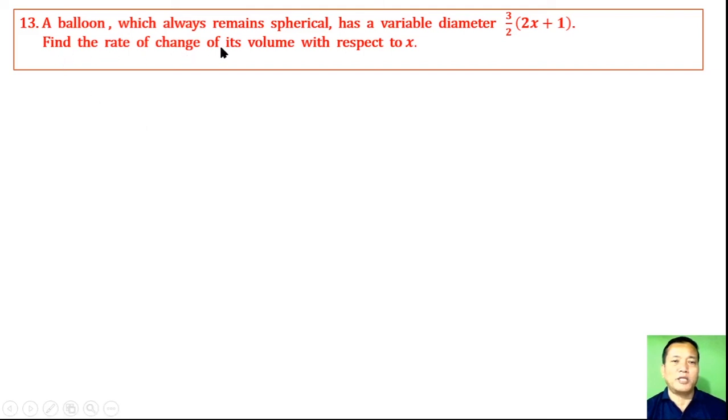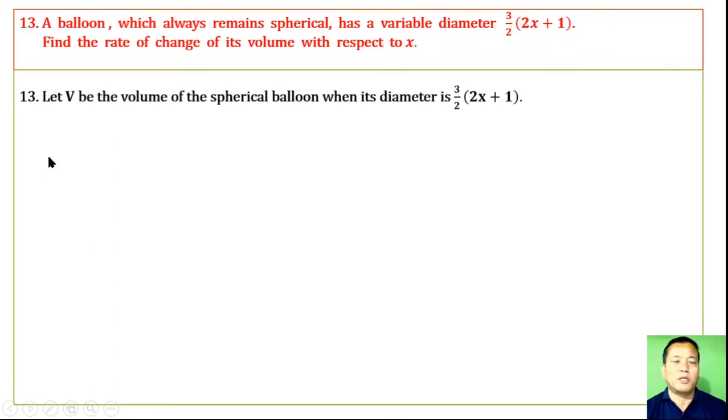Find the rate of change of its volume with respect to x. Let V be the volume of the spherical balloon when its diameter is 3 by 2 times of twice x plus 1.